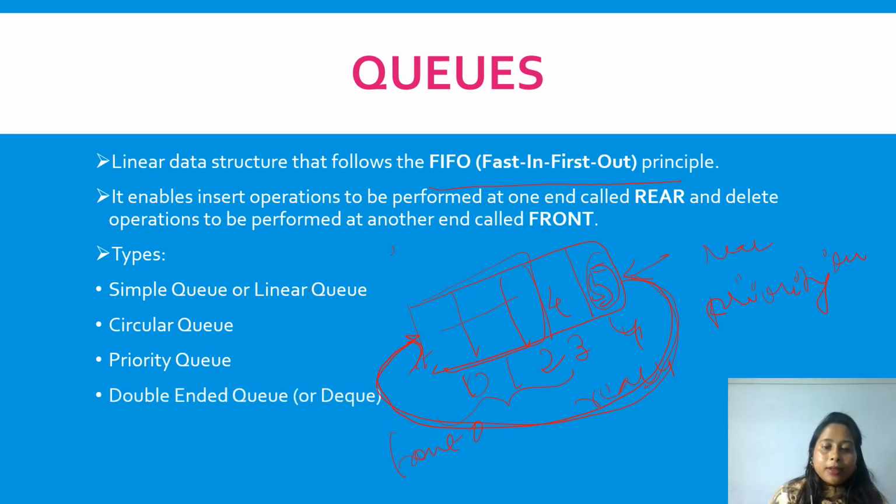And next is the double-ended queue. Double-ended queue means the insertion and deletion will take place at both ends. Insertion as well as deletion. So this is an example of a double-ended queue.